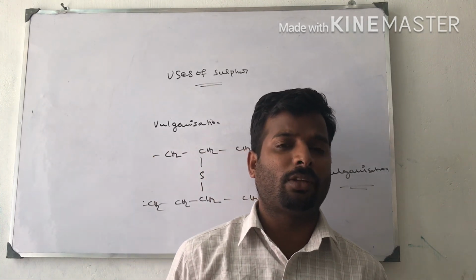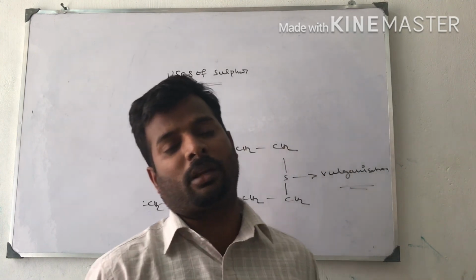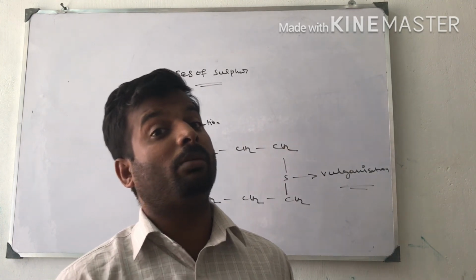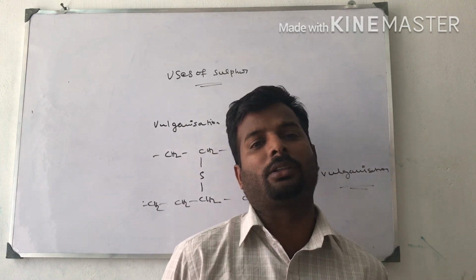The car tires, two-wheeler and four-wheeler tires are made up of vulcanized rubber. That is the thing. That's why, while burning this rubber, sulfur is eliminated in the form of sulfur dioxide. Okay.